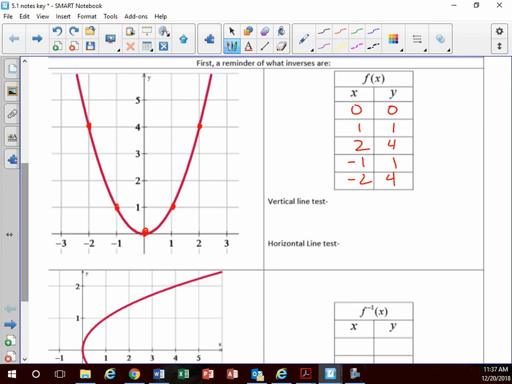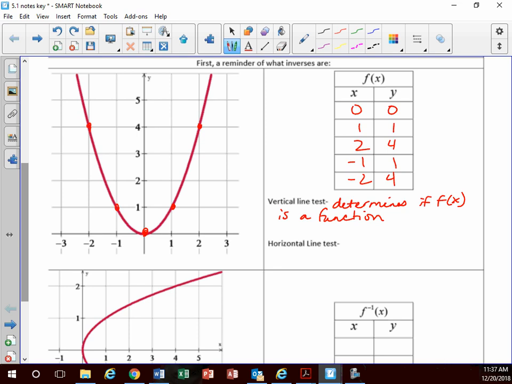What would the vertical line test tell me? Function. Okay, so the vertical line test determines if f of x is a function. Looking at our f of x, what do you think? Is that a function? Yes, passes the vertical line test.